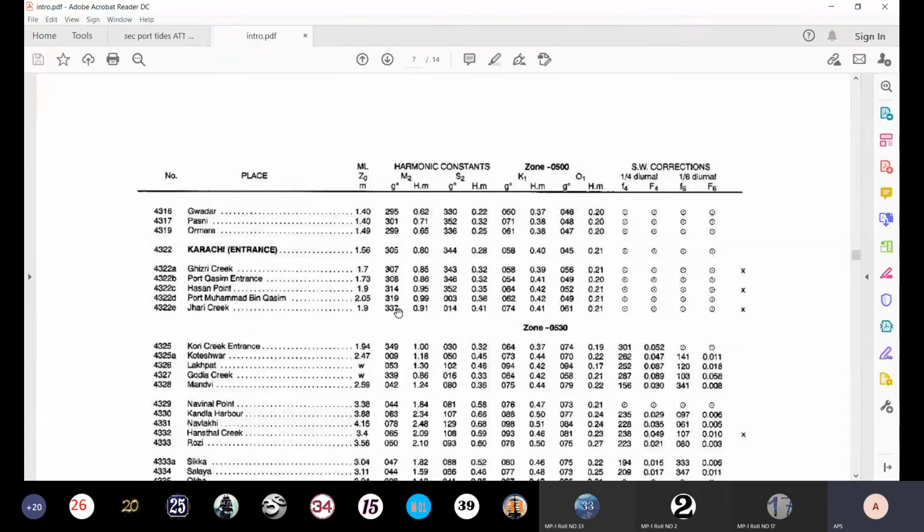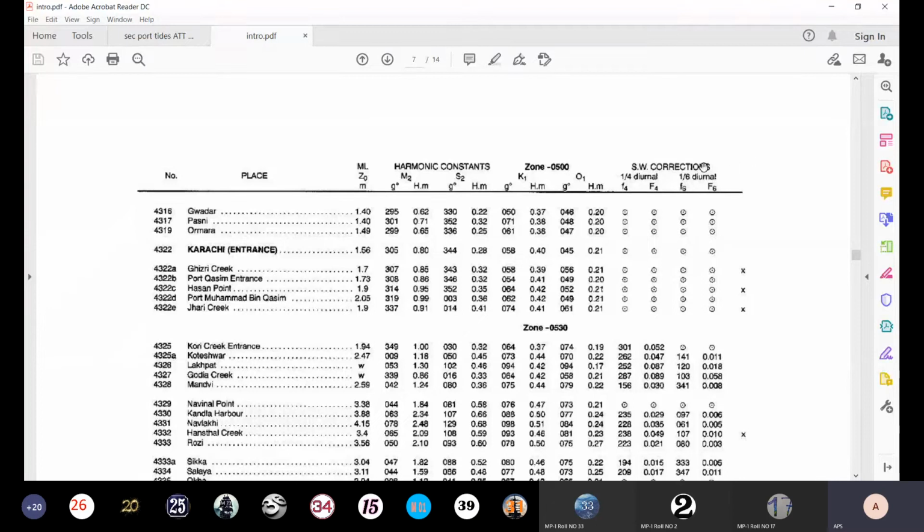So actually it is small g value and capital H value, which we'll have to use in our calculation. So under M2, g value, H value. Under S2, g value, H value. So you have to find what is the g value, H value under M2, S2, K1, O1.